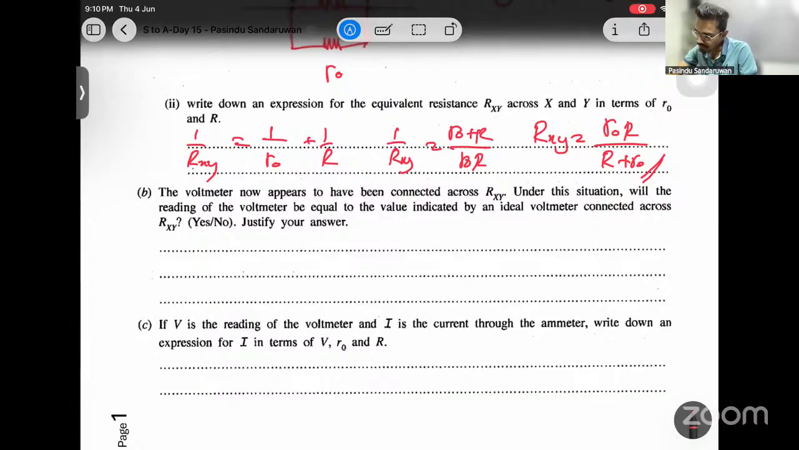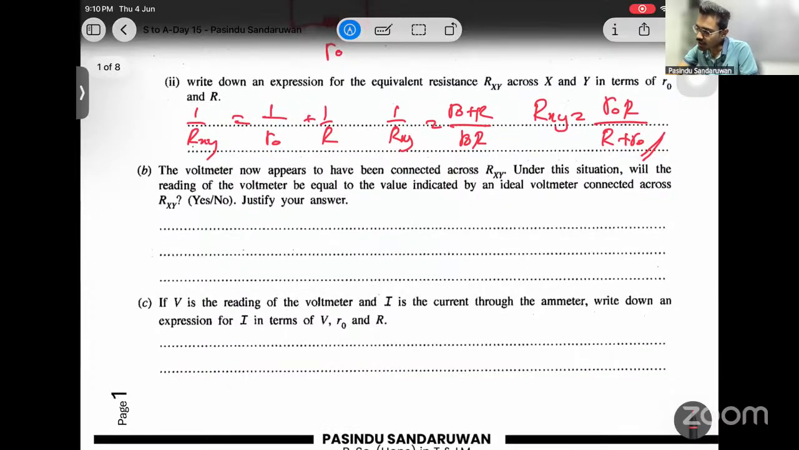Next, B. The voltmeter now appears to have been connected across Rxy. Under this situation, will the reading of the voltmeter be equal to the value indicated by an ideal voltmeter? Yes or no? Justify your answer.